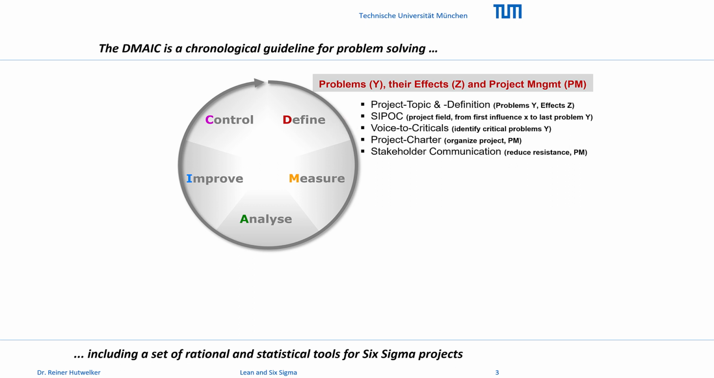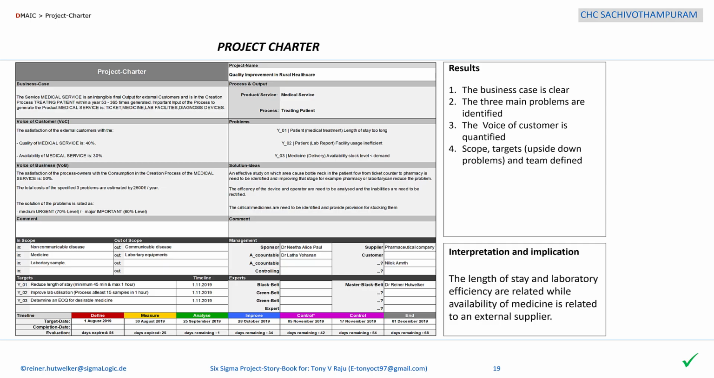However, 2 other tools are important for managing the project: the project charter and stakeholder communication. In the project charter, all information available so far is bundled, and in addition the scope is defined, targets agreed, team members named, and the schedule determined. The project charter thus becomes a contract between sponsor, BELT and the team.